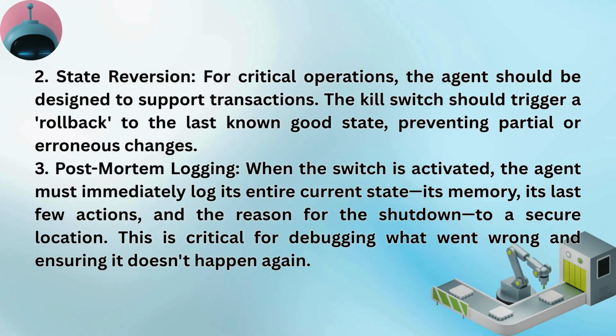Second, state reversion. For critical operations, the agent should be designed to support transactions. The kill switch should trigger a rollback to the last known good state, preventing partial or erroneous changes. Third, post-mortem logging. When the switch is activated, the agent must immediately log its entire current state, its memory, its last few actions, and the reason for the shutdown to a secure location. This is critical for debugging what went wrong and ensuring it doesn't happen again.